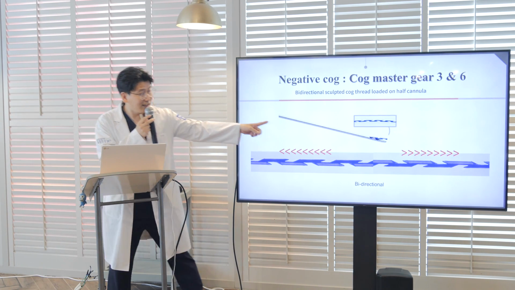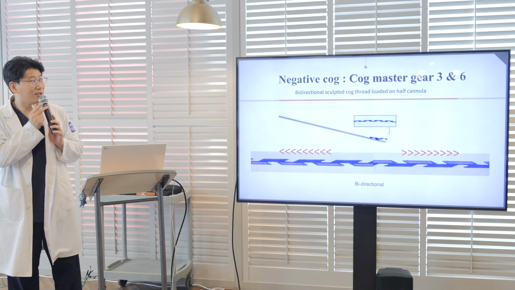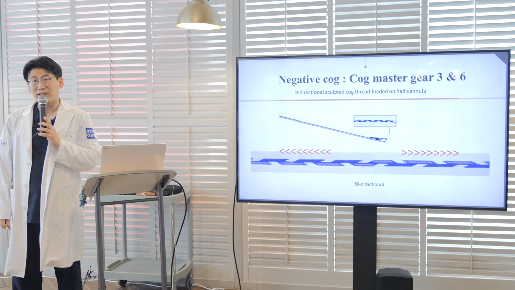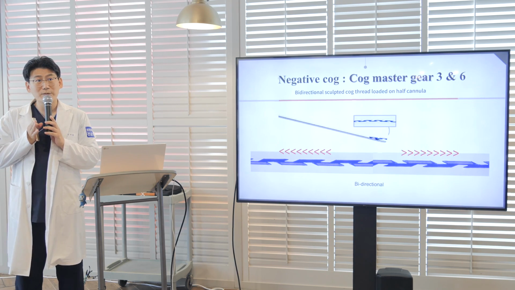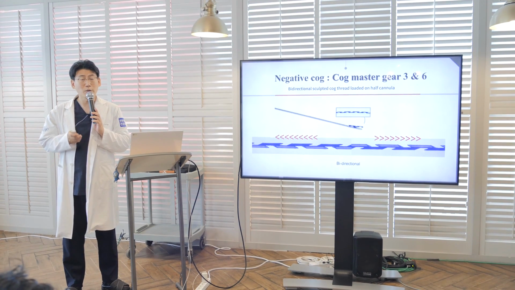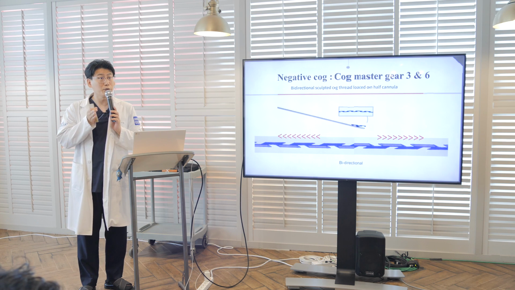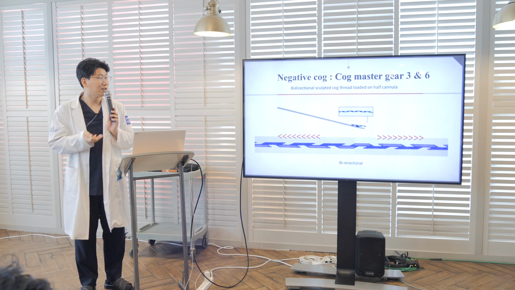The cannula is slightly different. I will talk about the cannula later. Anyway, so this is Cog Master Gear 3 or 6. To memorize the names of model is very important when you choose the correct thread one you want. Again.